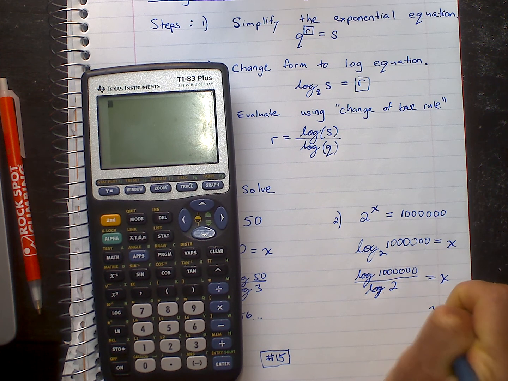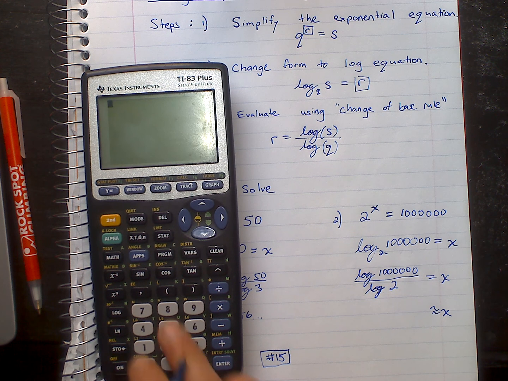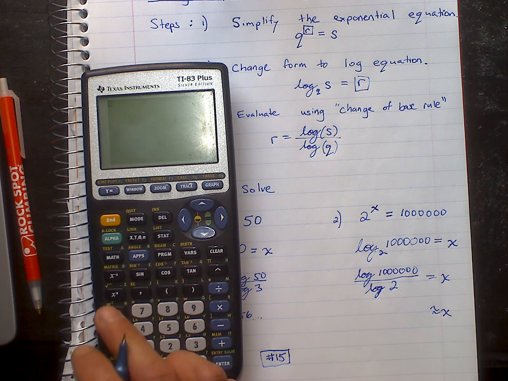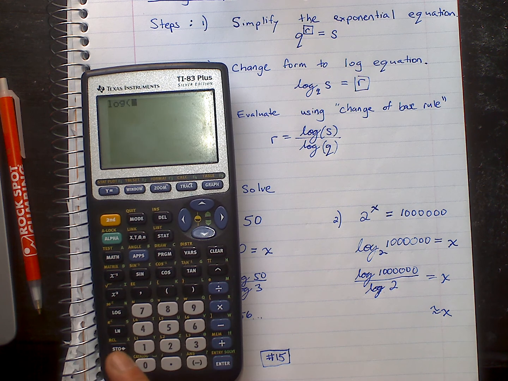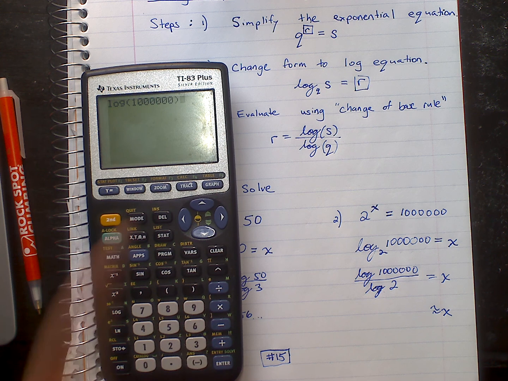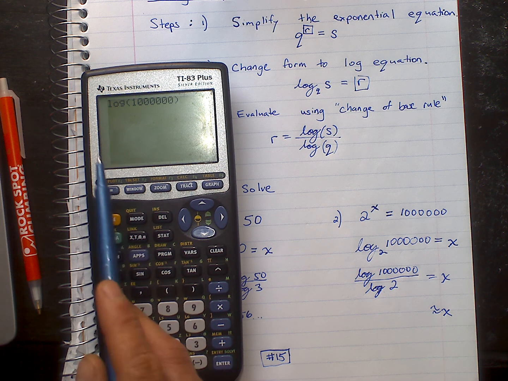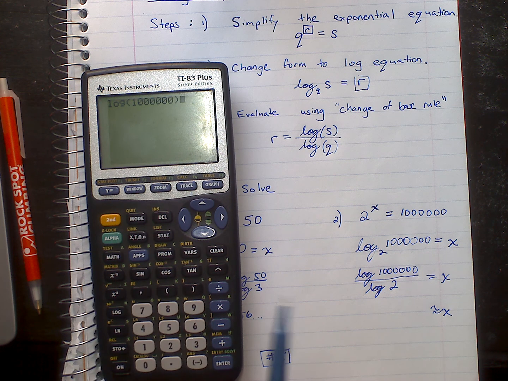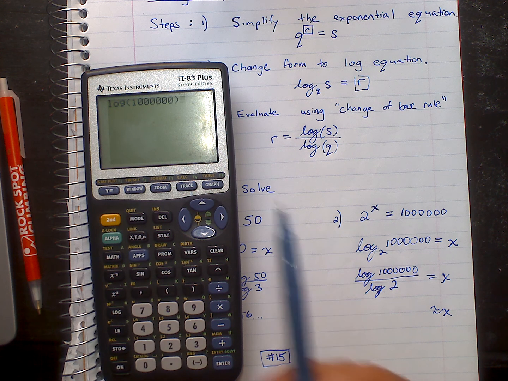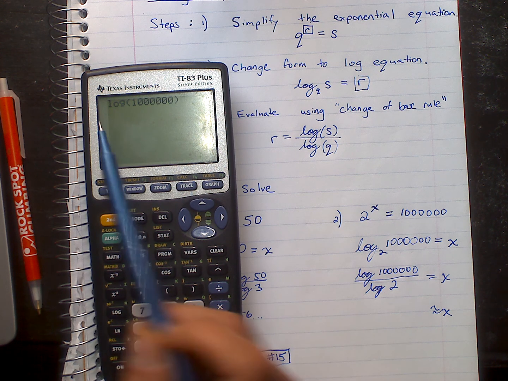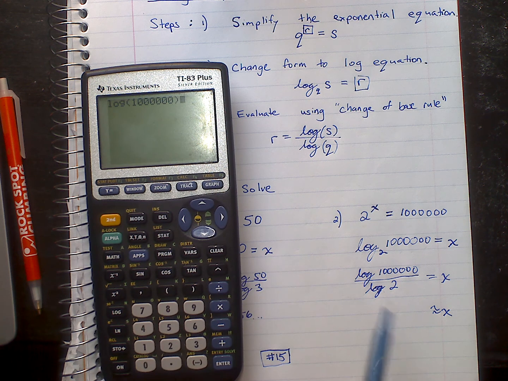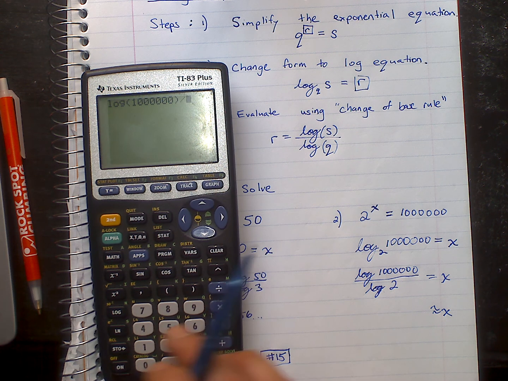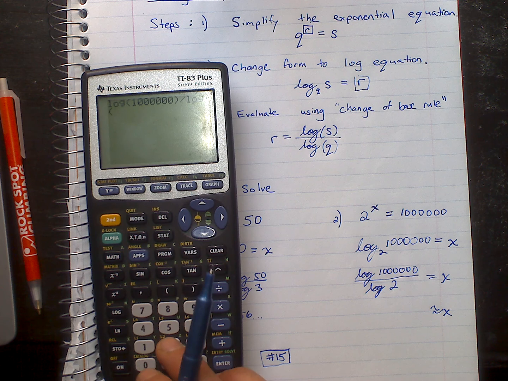I will evaluate it on the calculator. Log of 1 million. If I were to hit enter right now, I bet you that would be 6, because 10 raised to the 6th power would be 1 million. So log of 1 million would bring me back to 6. Anyways, let's continue. Divided by log of 2. Close parentheses for that as well.